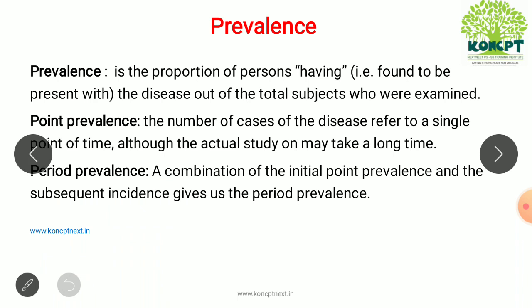So firstly, talking about the prevalence. What is prevalence? It is the proportion of persons having the disease out of the total subjects who were examined. Prevalence can be of two types, that is point prevalence and period prevalence. Point prevalence is the number of cases, both old and new cases, at any point of time. Whereas period prevalence has an initial point and an end point, and the total number of cases between the period is taken into consideration. But when we talk only about prevalence, that is during research studies, it means point prevalence.